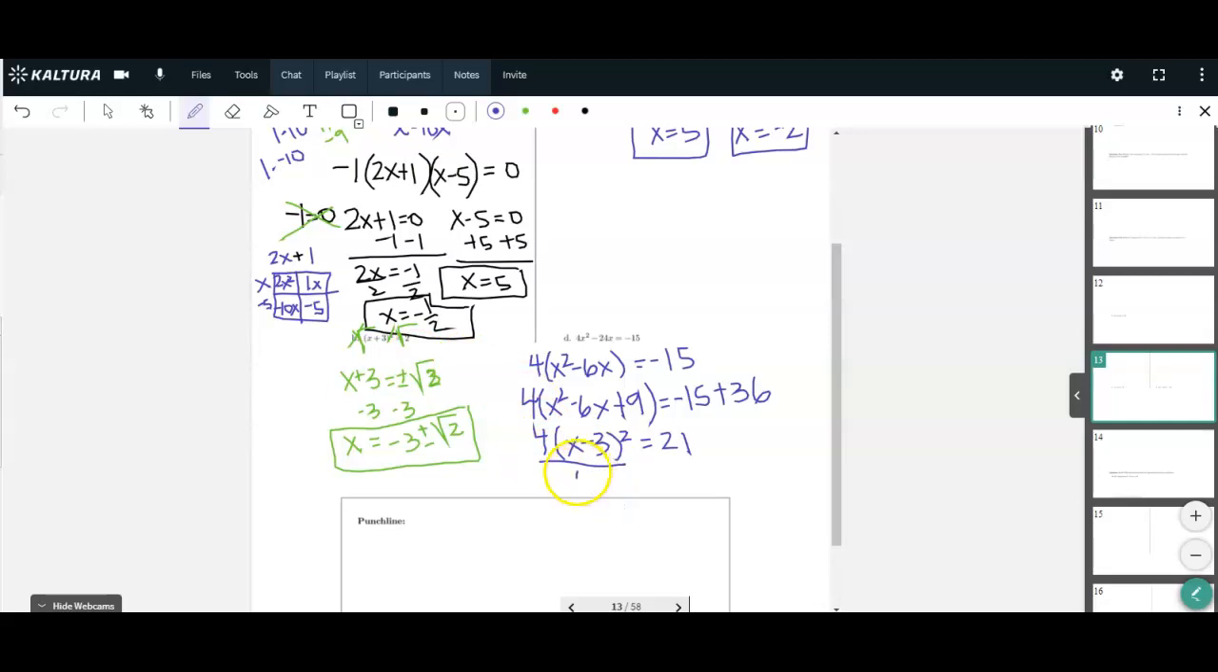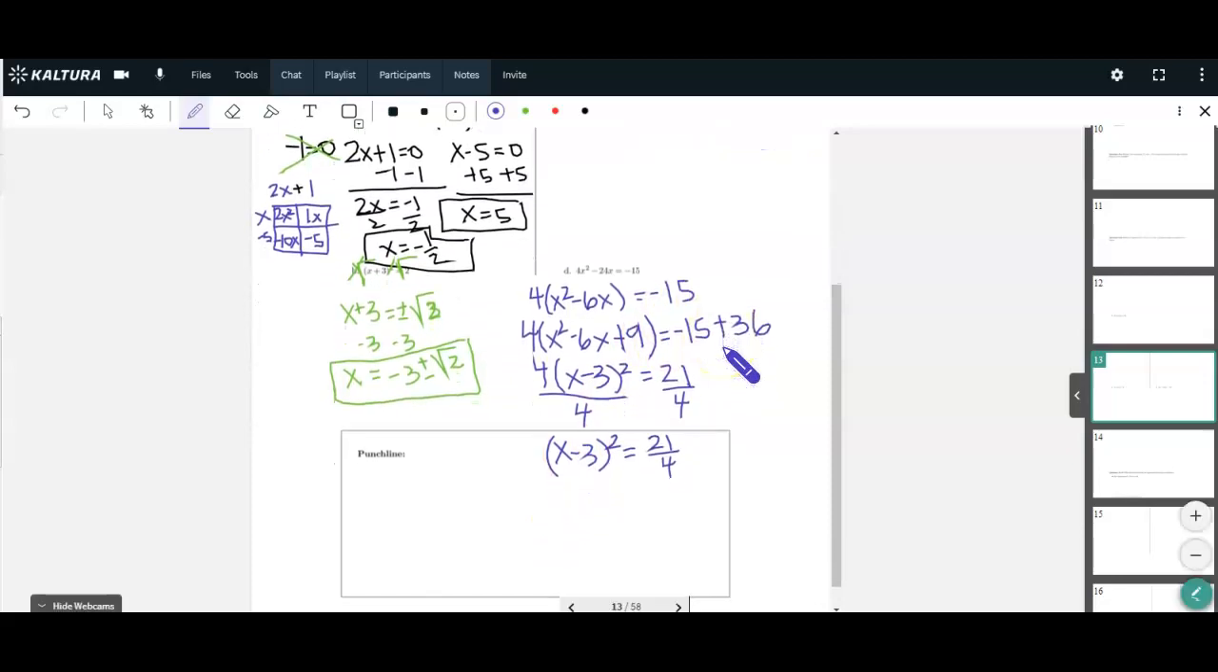Divide the 4 out. Yep. So it'd be x minus 3 squared equals 5.25 or 21 over 4. Yeah, and let's just leave it as a fraction. You can change it to decimals as long as the decimals aren't never ending. So if they're terminating, if they come to an actual stopping point on your calculator, you can change it to a decimal, but otherwise leave them as fractions.